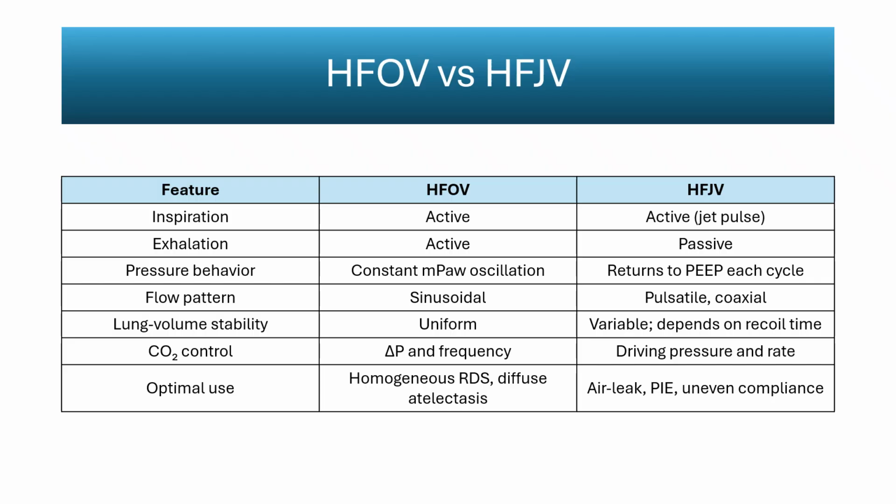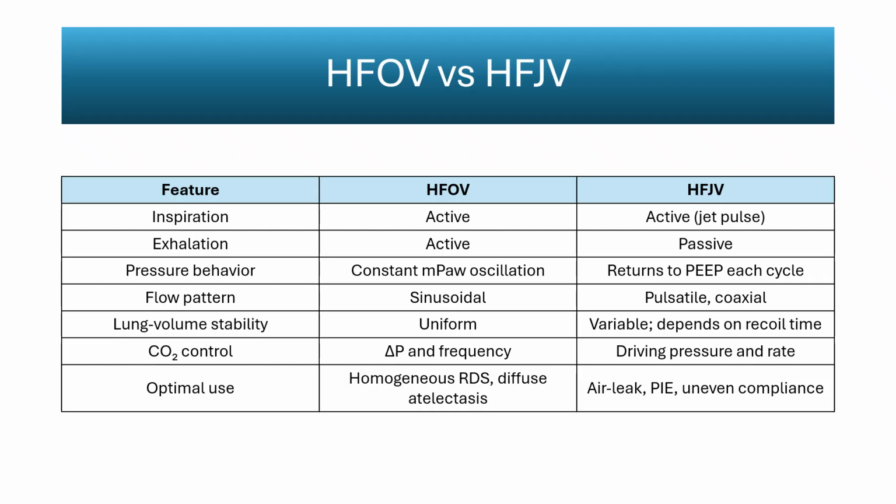HFOV is most effective in diffuse disease where lung units respond similarly to pressure, and recruitment can be maintained evenly across the parenchyma. HFJV delivers high-velocity pulses through a jet adapter, while the conventional ventilator provides baseline pressure and oxygenation. Inspiration is active, but exhalation depends on lung recoil, producing an asymmetric pressure waveform with a lower mean pressure. This configuration allows precise control of ventilation while maintaining gentle support for air leak or heterogeneous disease.